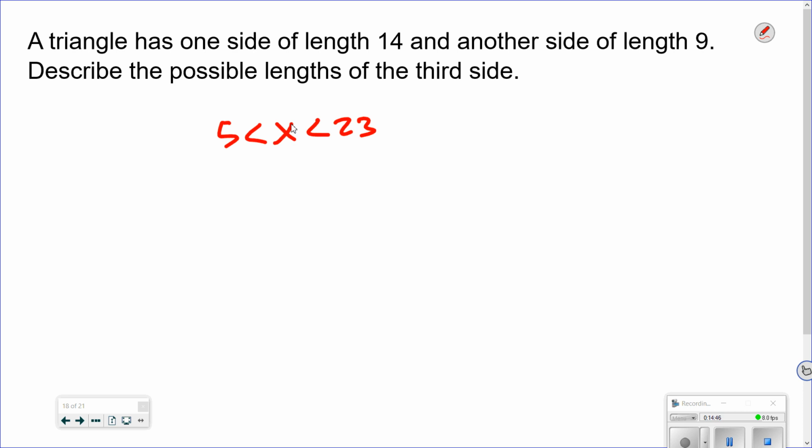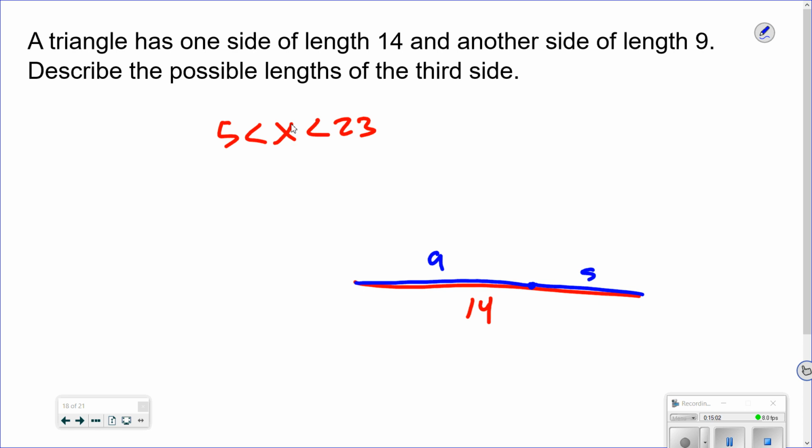They would be equal. Remember we talked about how if you have 14, and then I laid 9 and I laid 5, they would meet there if you laid them evenly, but it wouldn't be a triangle. So they have to be longer than 14.